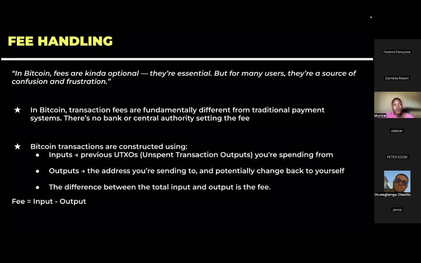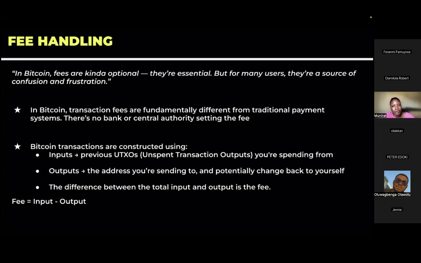Well, with Bitcoin fees, it is really tricky because it's optional kind of, but it's essential. And it can be confusing to users. It can be frustrating because it's really different from the traditional payment system. There's no central body saying, okay, you know what, for the next 6 months the fee will be this, and then after that maybe we'll review it. Nobody's reviewing it. There's no fixed fee.